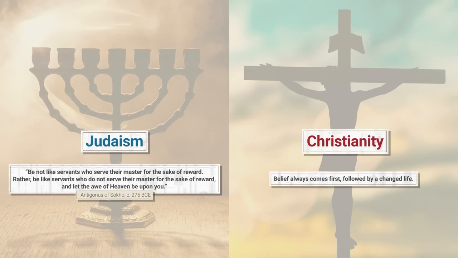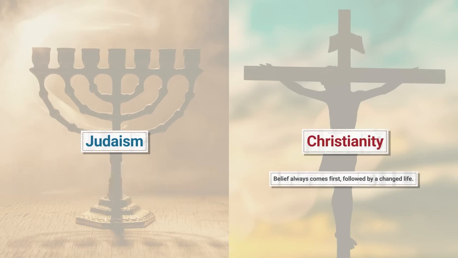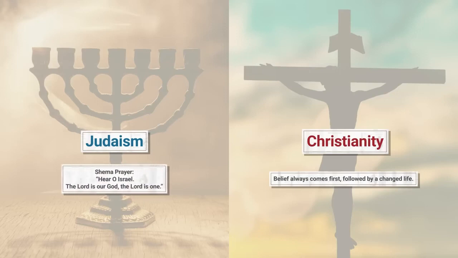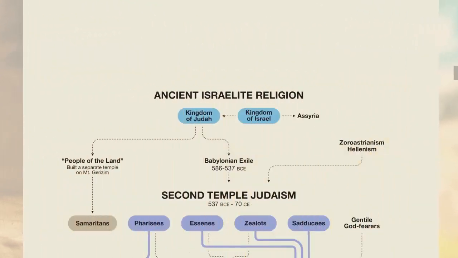And I'm also not saying that there are absolutely no beliefs in Judaism. For some Jews, their only creed is the Shema prayer. Hear, O Israel, the Lord is our God, the Lord is one. For others, especially the Orthodox, there are the 13 Principles of Faith by Maimonides. My point, though, is that generally speaking, Christians put a stronger emphasis on believing, and Jews put a stronger emphasis on doing. So with that under our belts, let's now look at the family tree.